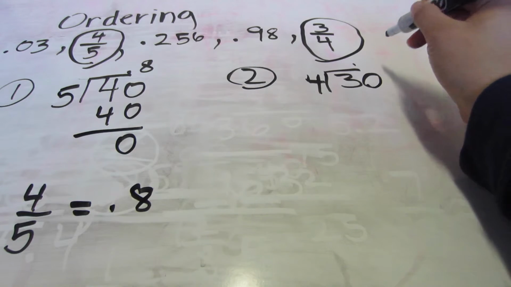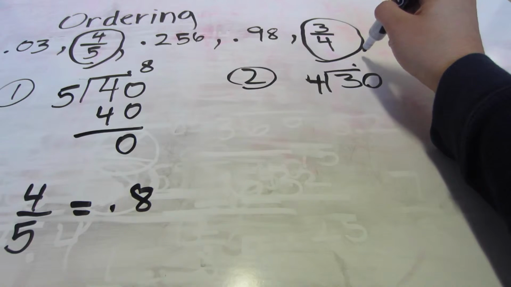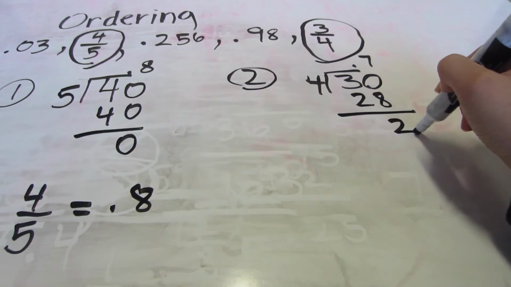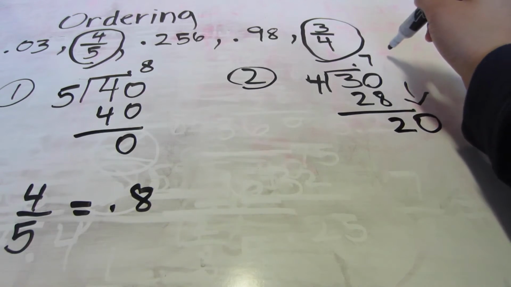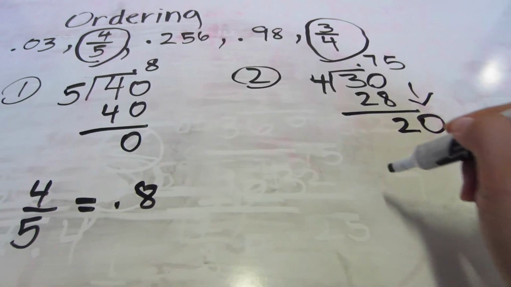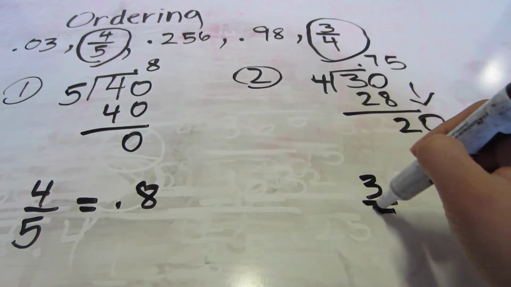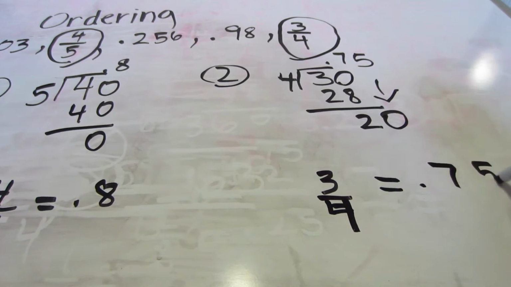4 can fit into 3 zero times, so we add a 0, and we add a decimal point. 4 can fit into 37 times. That's 28. Bring the 2, a 0 down, and 4 can fit into 25 times. So now we know that 3/4 is equal to 0.75.